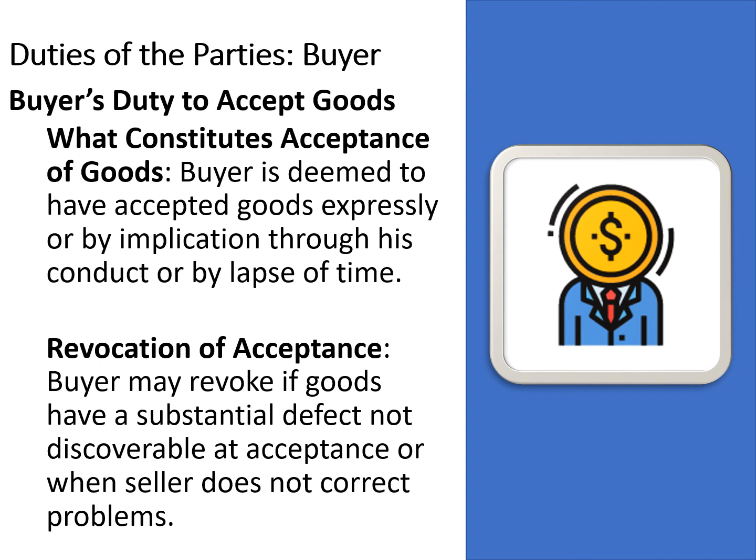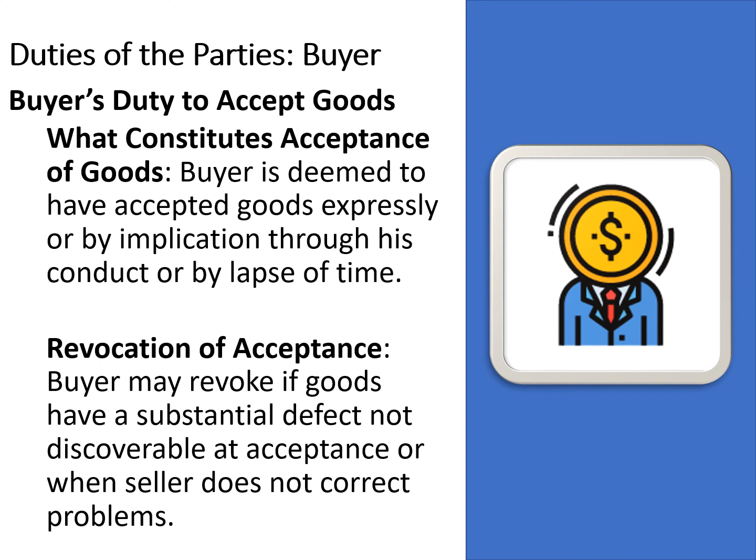So what does that mean? Express acceptance we all get, right? That's when the buyer says, yep, this is what I ordered, I'll be taking them. Implication is the buyer didn't expressly say that the goods were fine, but they unloaded them off the truck, put them on their shelves, put price tags on them, put them out for resale. That is implied by conduct that the buyer had accepted the goods.